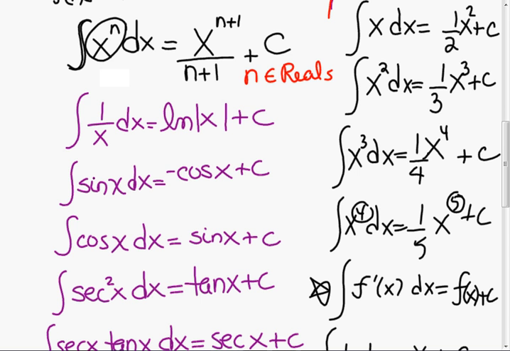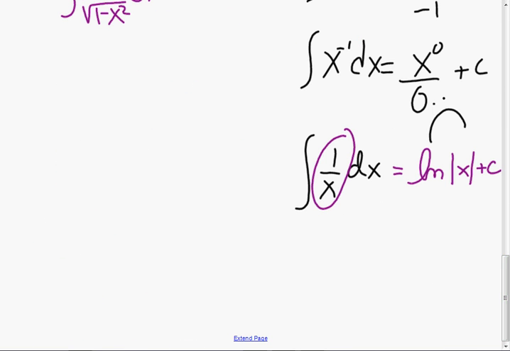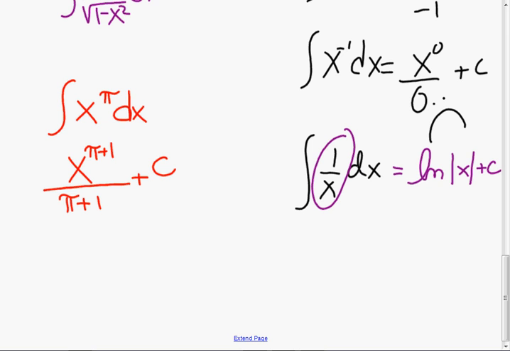Let's do that. What if I have the antiderivative of x to the pi? Because they do that in this book. So you go x to the what? What do you do with the exponent? Raise it up by 1. Well, that's x to the pi plus 1, divided by pi plus 1. That's it. So it doesn't matter what n is. It can be a negative number. It can be an irrational number. It doesn't matter. No imaginaries, though.